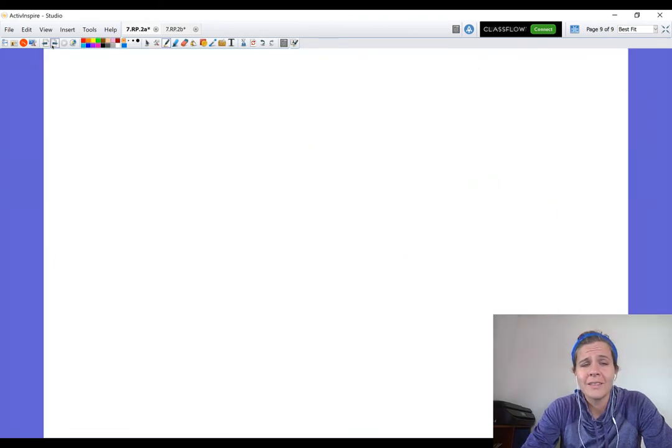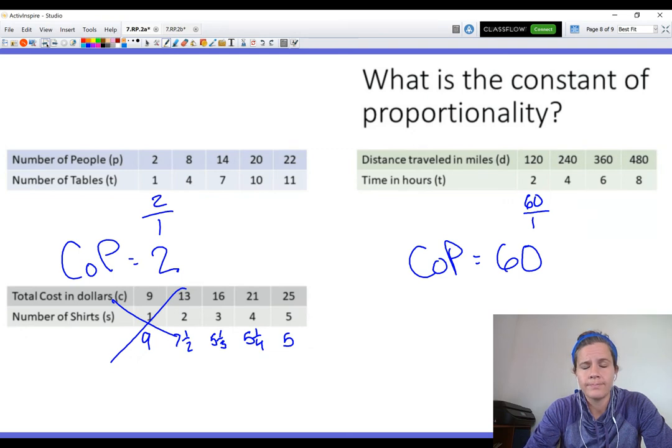All right, so that's how we find out whether a series of ratios is proportional, whether it has a proportional relationship, and how to find its constant of proportionality.